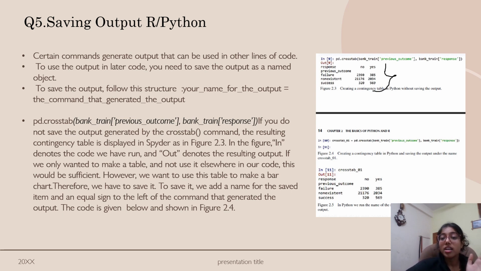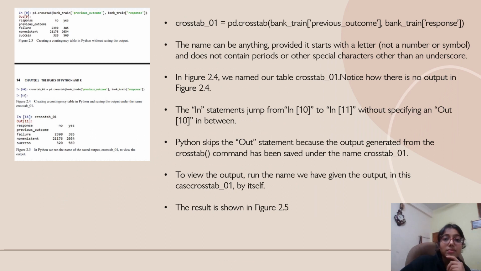So to save it, we add a name for the saved item and an equal sign to the left of the command that generated the output. So we can see this in figure 2.4, that we have given an equal sign. So yeah. crosstab1 equal to pd.crosstab.